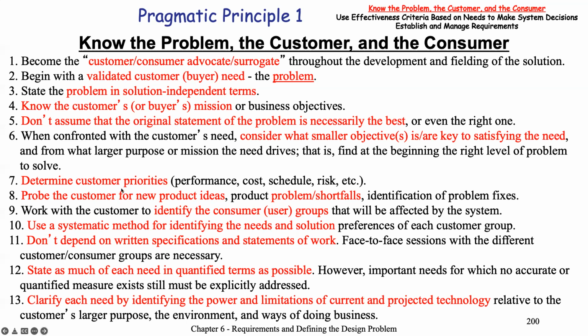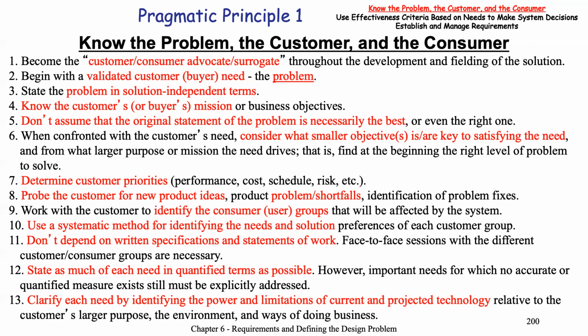You want to determine the customer's priorities and then stick with the ones that are most important, but there could be performance, cost, schedule, risk, or some combination of those. You want to probe the customer for new product ideas and problem shortfalls, and maybe they haven't clearly specified so far. And so there is an ongoing conversation. You want to work with the customer to identify the consumer groups. You want to use a systematic method for identifying the needs and solution.